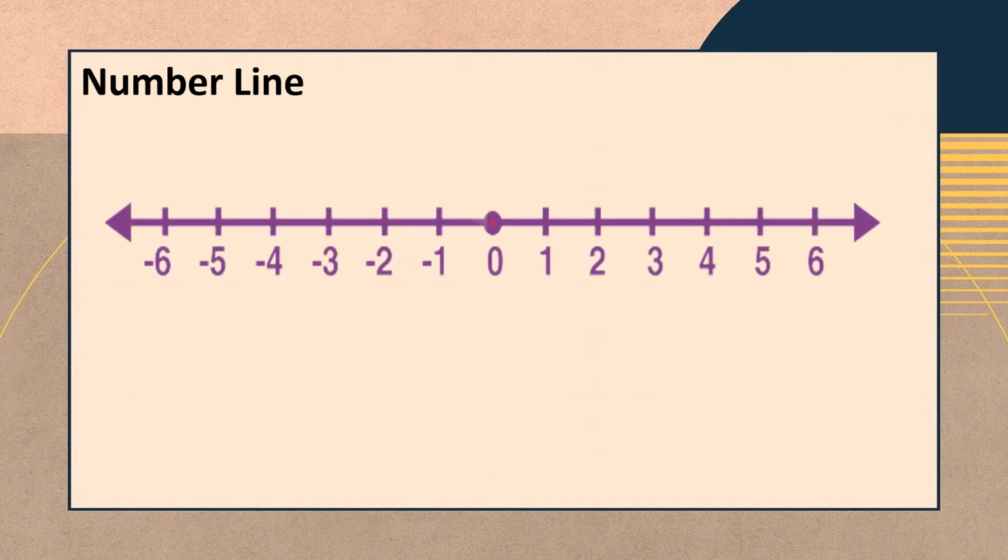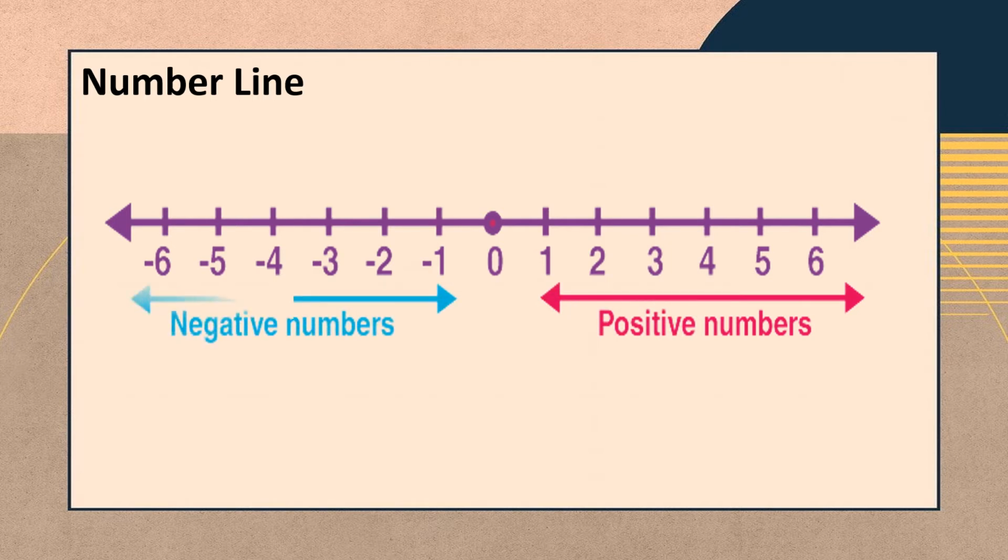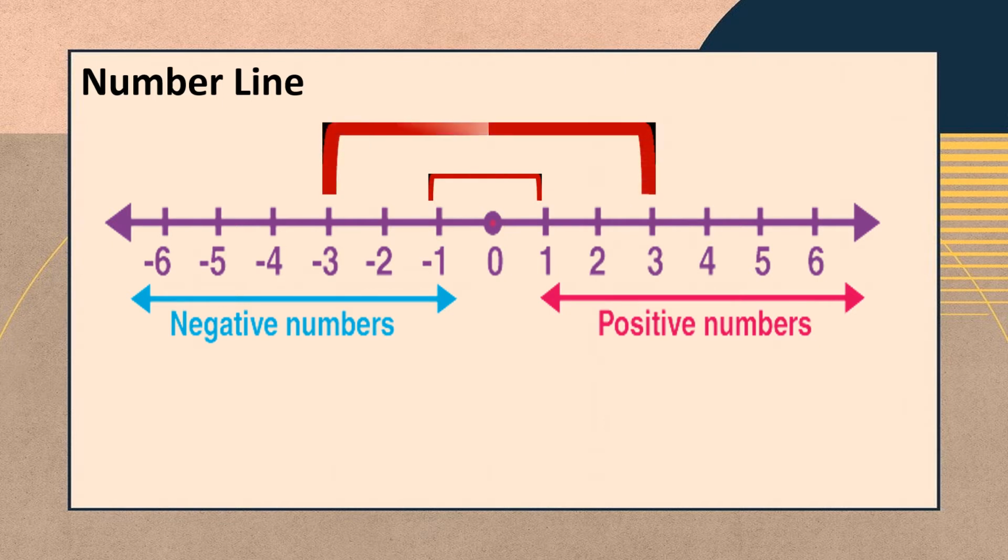Now, let's move on to number line. Number line is composed of 0, positive numbers on the right side, negative numbers on the left side. In number line, we have positive 1 and negative 1, 3 and negative 3. They are what we call opposites or additive inverse.